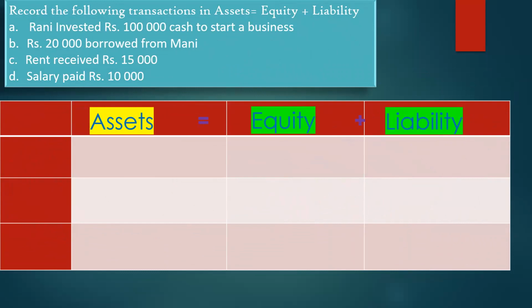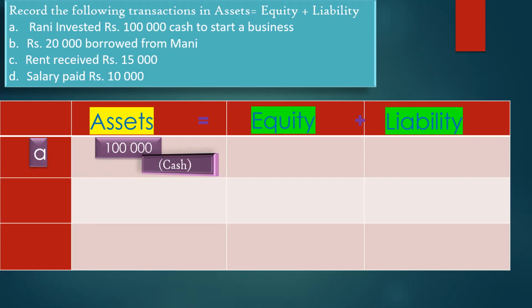Record the following transaction. Rani invested 100,000 cash to start the business. So 100,000 cash invested by Rani, and we know cash always comes under asset, 100,000 rupees.